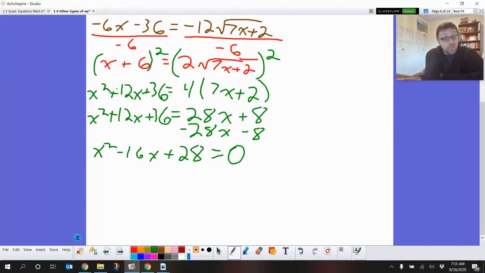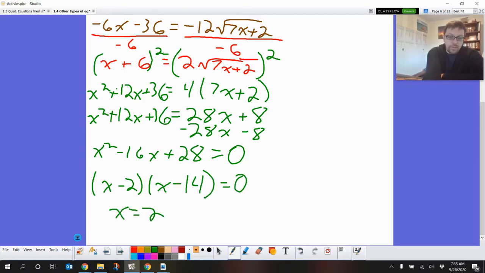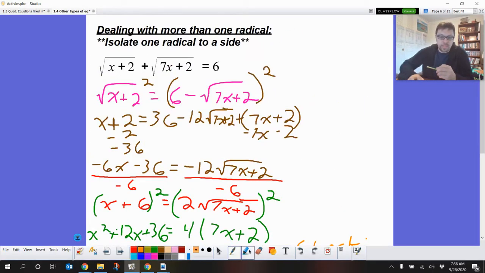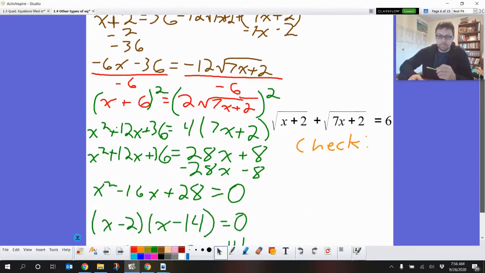All right, now I need something that multiplies to be 28 and adds to be 16. 2 and 14 will work great. So we get x equals 2 and we get x equals 14. Woohoo! Are we done? No. You might have forgotten, it's been so long, but you got to remember there is a check step. We need to check to make sure that these two solutions work in our problem. So I'm going to grab that equation from up top. Like you have to rewrite it, but I can do little cheats. Bring that down to where I'm working.